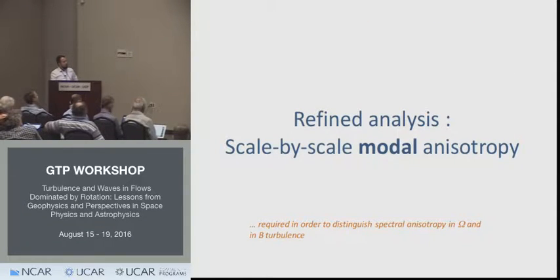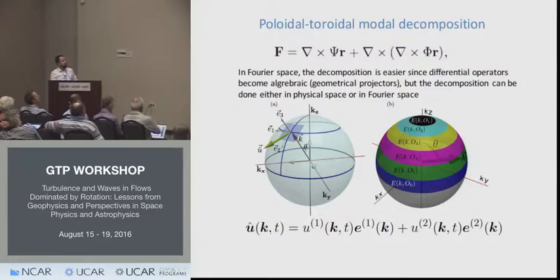What I want to show is that we can have a modal decomposition of this kind of creation of anisotropy by separating the flow into a poloidal and a toroidal mode. This is easily done in spectral space. It's less easy to do that in physical space. It's some kind of Helmholtz decomposition, so that we have both the dependence on the angle, the direction of the spectra, but also on whether the component is horizontal or poloidal, so that we have a toroidal contribution and a poloidal contribution to the spectra.